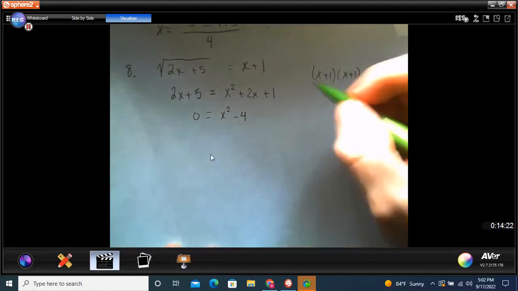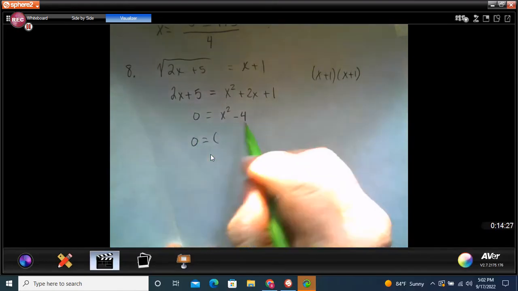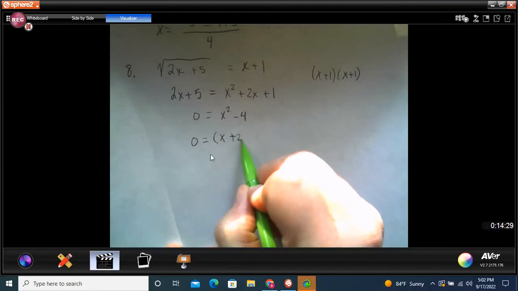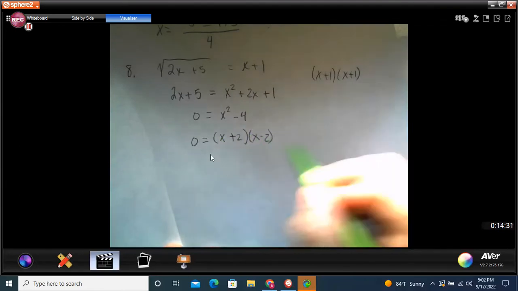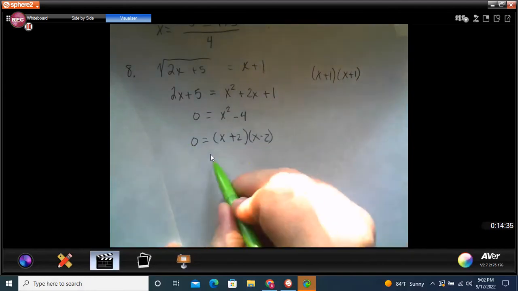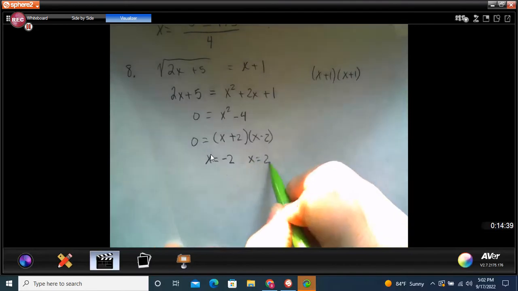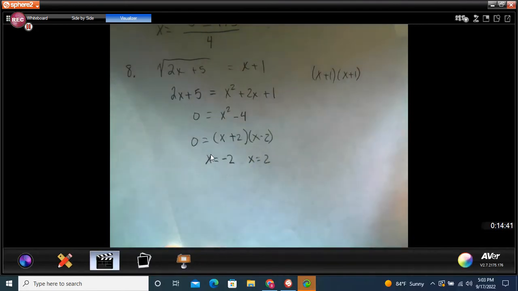And a couple ways we can solve that. I go back to my factoring. That's the difference of two squares. Factors to x plus 2 times x minus 2. You can also move the 4 to the other side and take the square root of both sides. Bottom line, I get x is negative 2 or x is positive 2. And remember that squaring both sides can produce an extraneous root, so we have to check our answers.